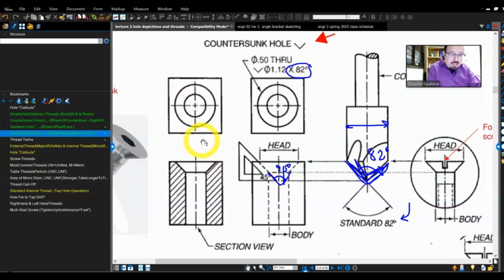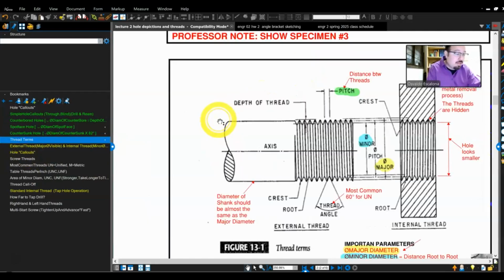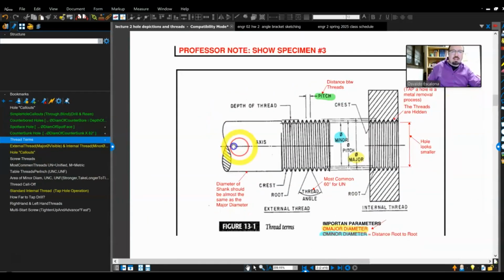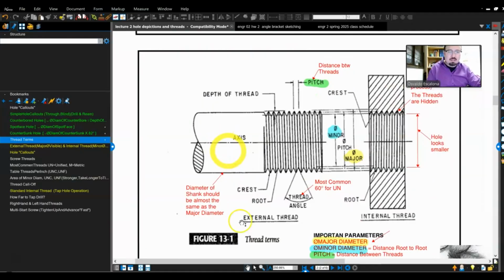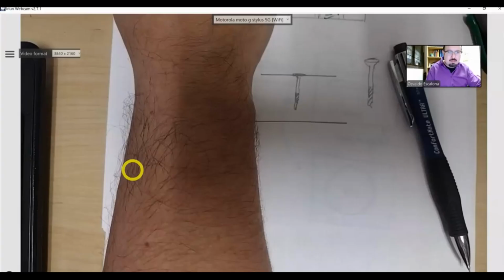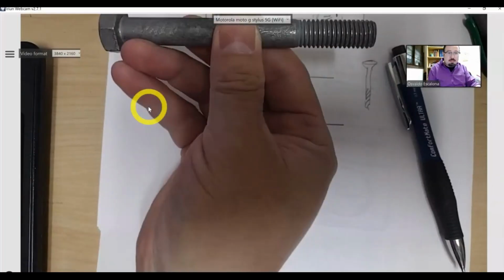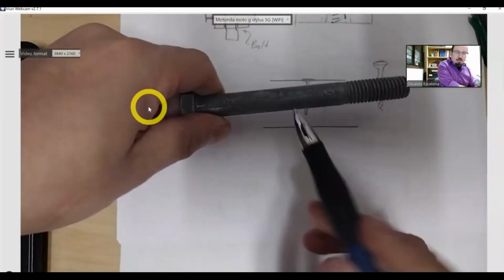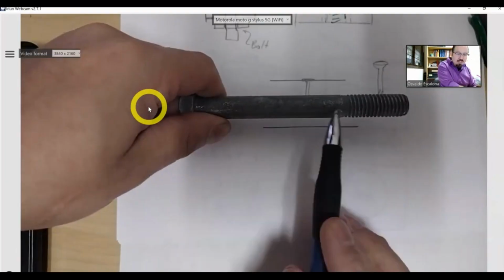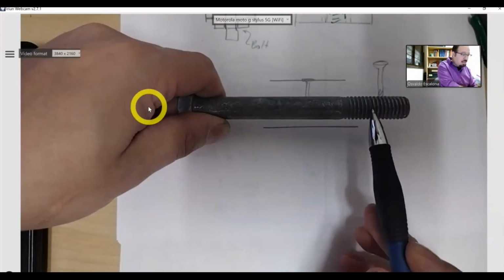Now, what if I have a bolt, but it's not just a regular bolt? It is a bolt that has threads. For that reason, we need to talk about threads. Okay, so this is a bolt. This portion right here we call the shank, and then these over here are threads.